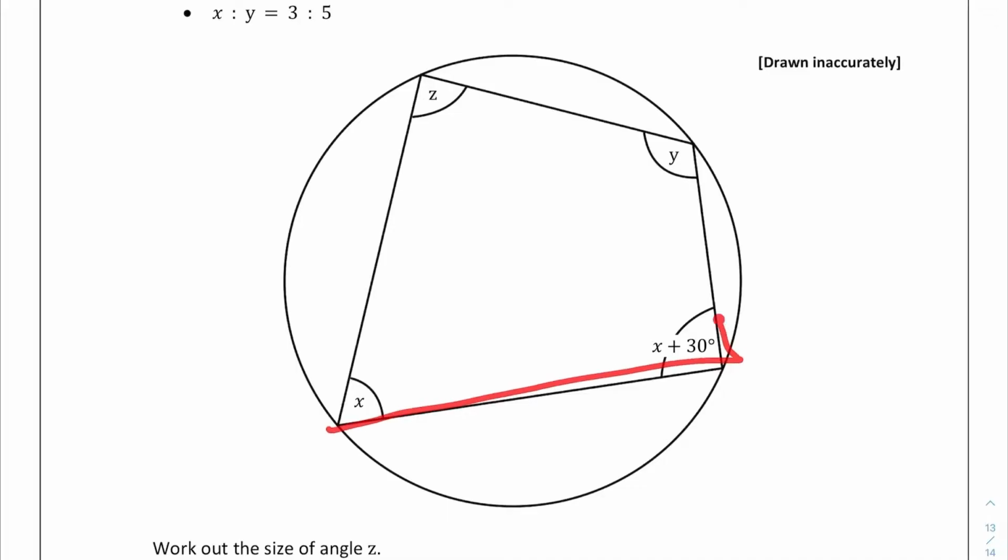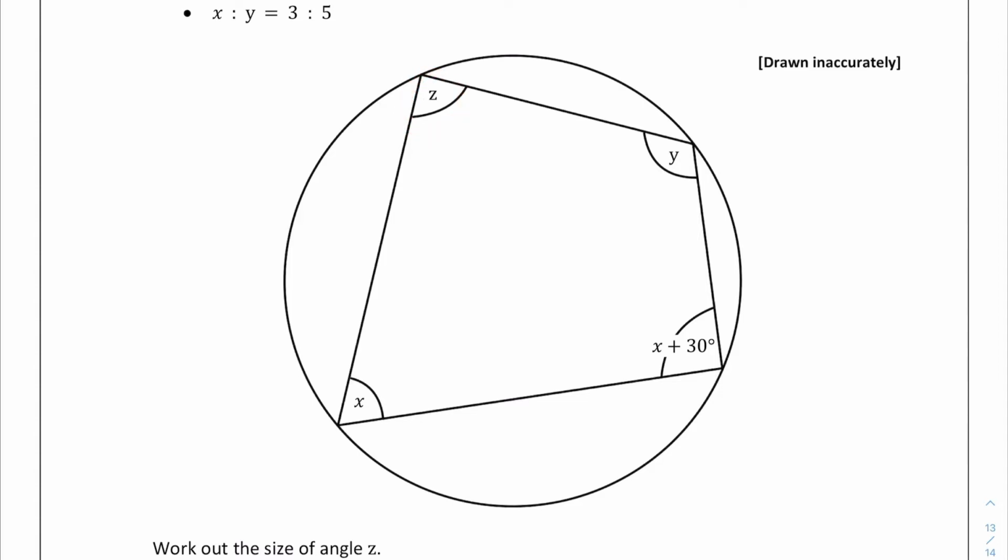This shape right here is a cyclic quadrilateral, and that's because all 4 corners are touching the circumference of this circle right here. We're told that the ratio between x and y is the same as the ratio between 3 and 5. And we're asked to work out the size of angle z, which is right here.